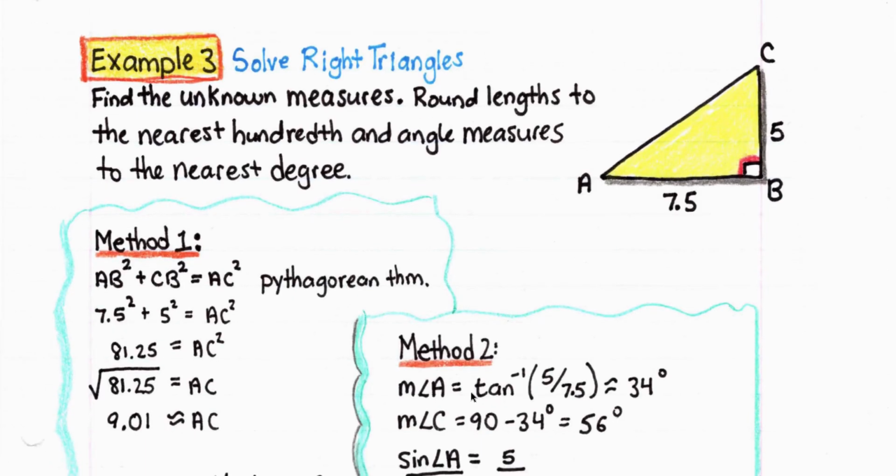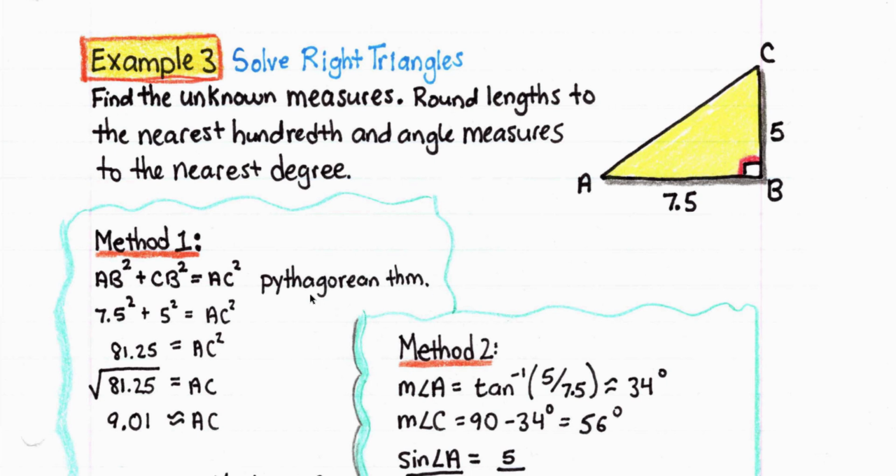Example 3, solving right triangles. Find the unknown measures. Round to the nearest hundredth, and angle measures to the nearest degree. I'm going to show you two methods. So let's look at method 1.